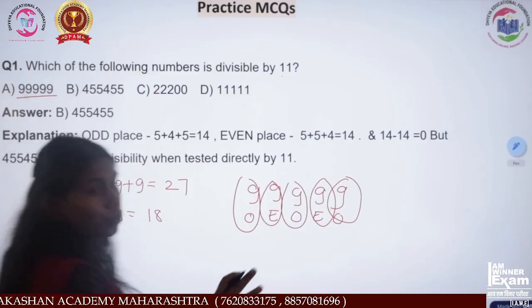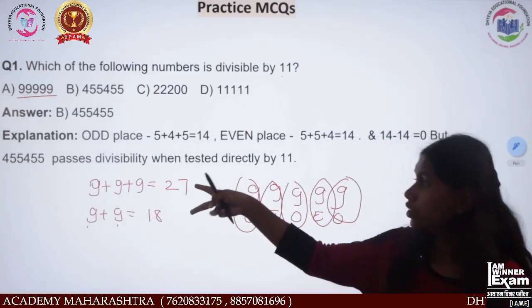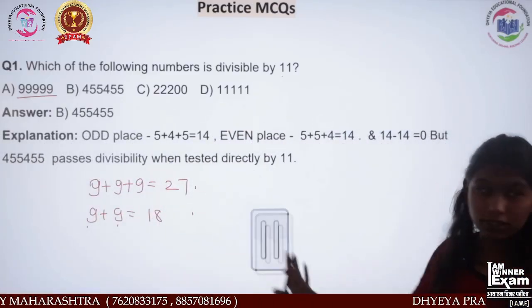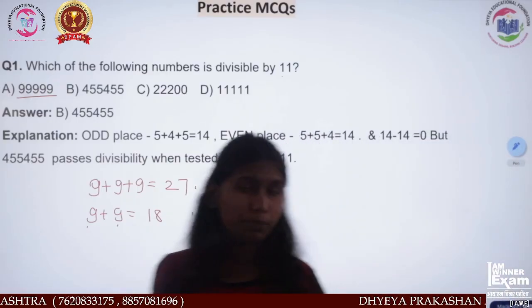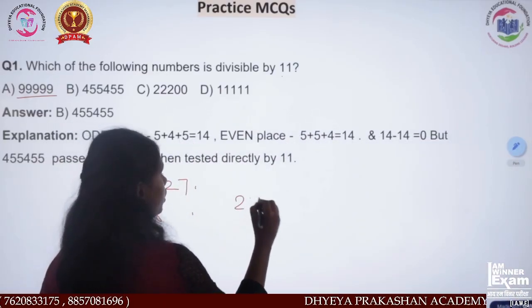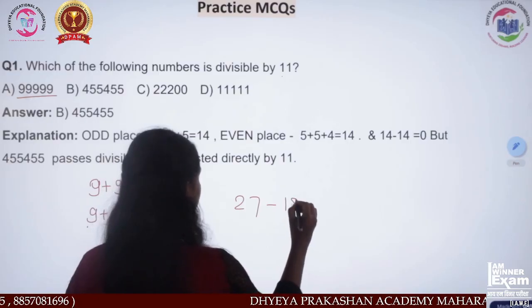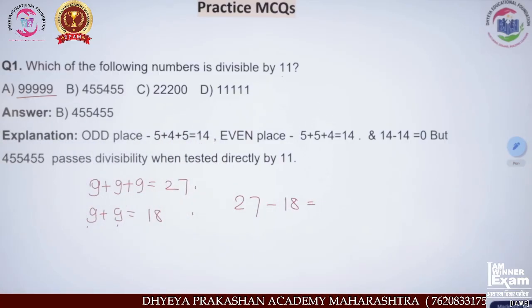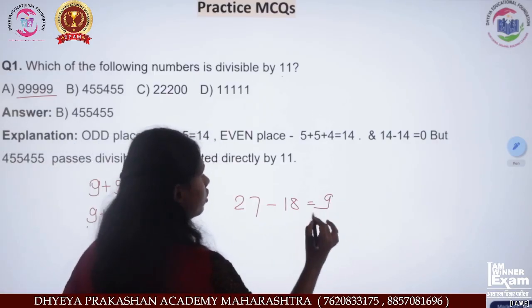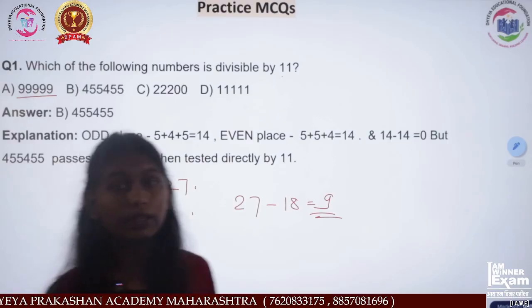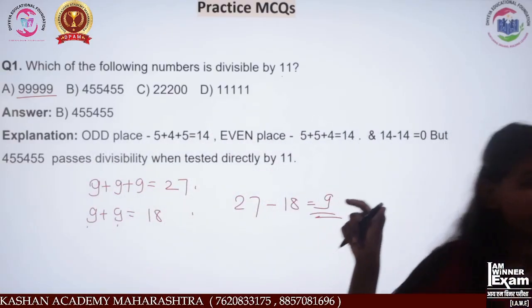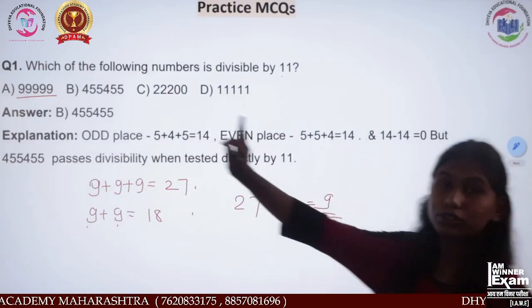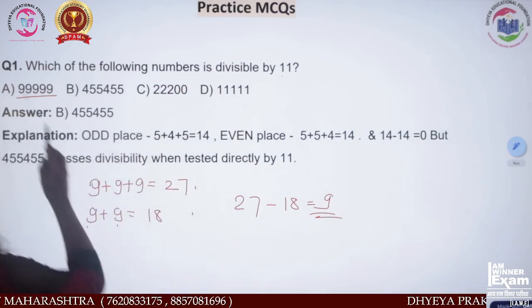And now you have to check the difference of both. How will you check the difference? You will just simply subtract 27 minus 18. What will you get? 27 minus 18, you will get the answer as 9. So the difference is not 0 and not divisible by 11. So this number is not divisible by 11.